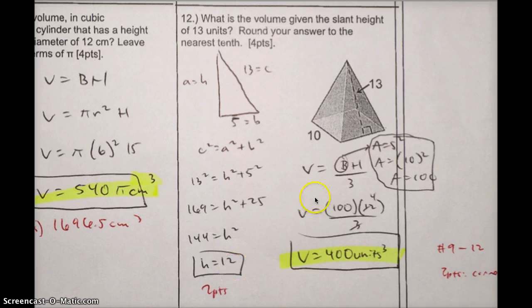You're going to take the height equals 12 and put it into your formula. Volume equals base times height over 3. Remember, the B there represents the area of the base. In this case, it's a square. So 10 squared, it gives you 100. So 100 times 12 divided by 3 gives you 400 units cubed.